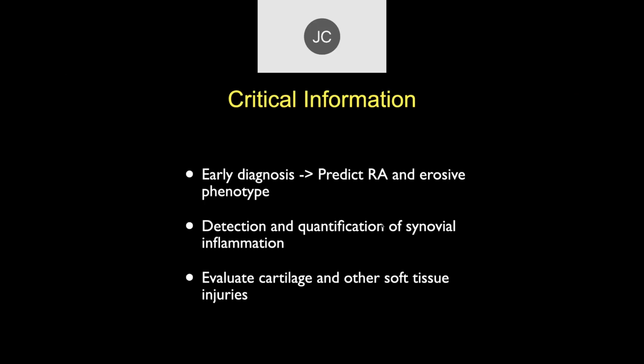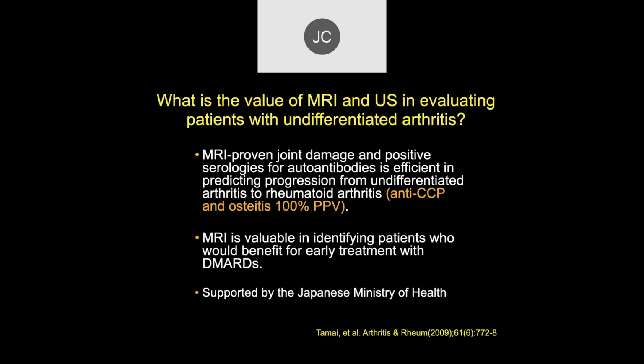We want to detect and quantify the amount of synovial inflammation, and then we want to evaluate cartilages and other soft tissues. So if we look at early diagnosis, what a number of studies have shown is that there is a value for MRI in helping differentiate what in the past was called undifferentiated arthritis from rheumatoid arthritis. And I won't go through a lot of these, but there have been a number.